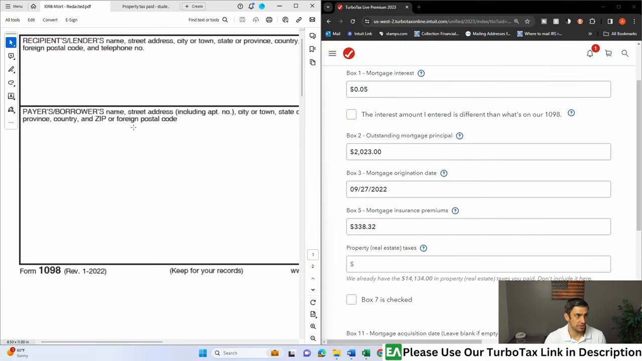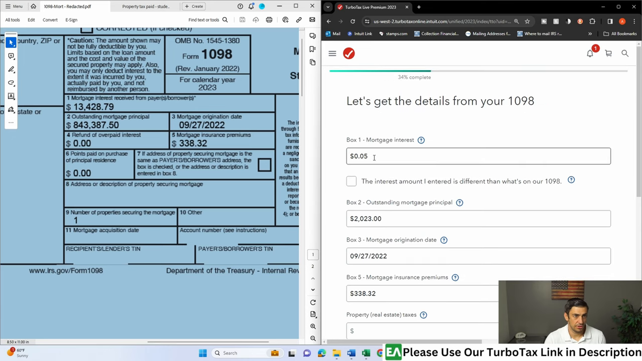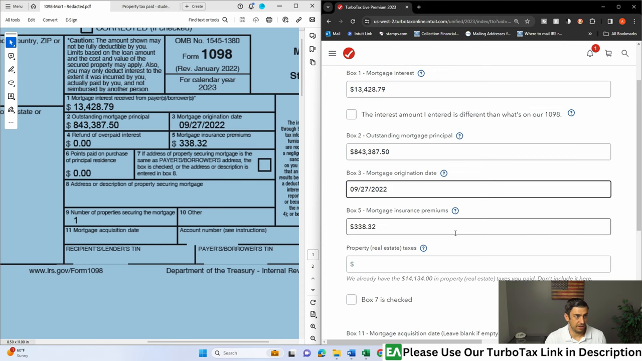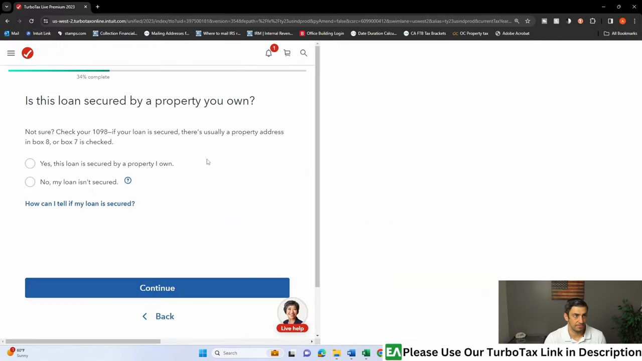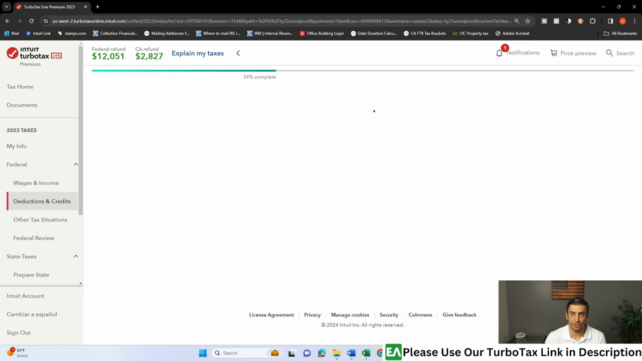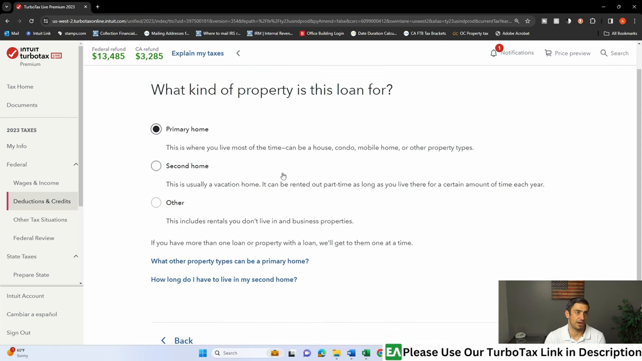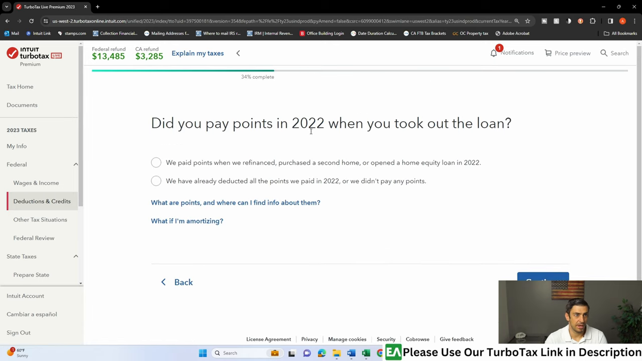Box one shows $13,428.79, the outstanding mortgage, 3387.5. I got the date right and got box five right. That's it, hit continue. Is this loan secured by a property you own? Yes, I'm going to say this is my primary home here. Primary home, let's do it. Continue.